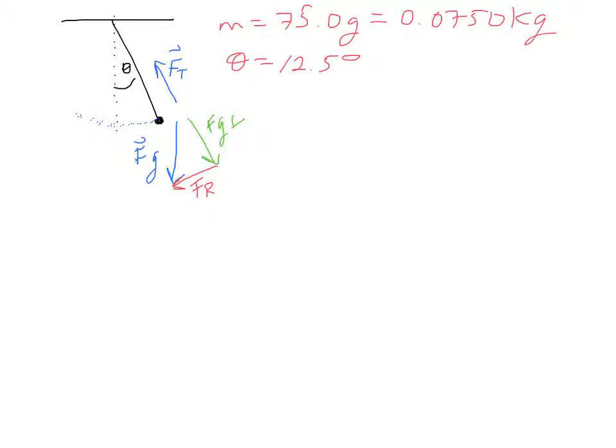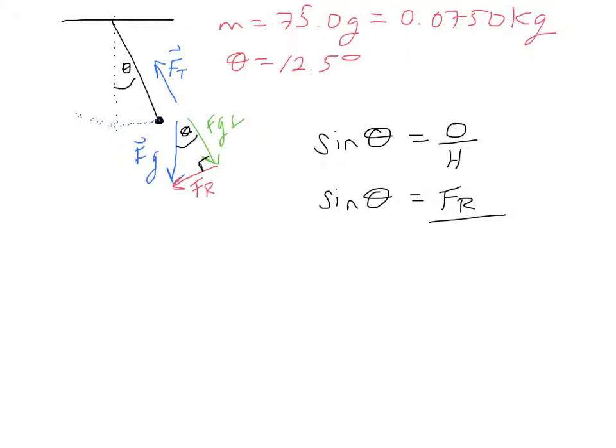Fg parallel that I drew in green, we generally don't deal with, because we know that it's going to be exactly opposite to our force of tension. We also know that the angle right here is going to be the same as theta. And because right here is a right angle, we can do trigonometry. When we do trigonometry, we know that if we take the sine of the angle, it is going to equal our opposite over our hypotenuse. So in this case, the sine of theta is equal to our opposite, which is our Fr, divided by our hypotenuse, which is our Fg. When we rearrange that, we have that our Fr is equal to Fg times the sine of theta.